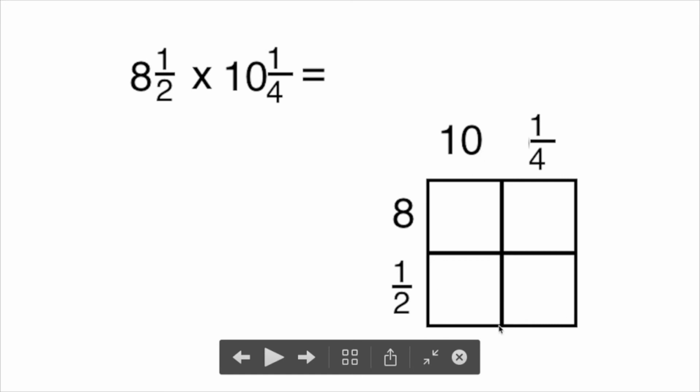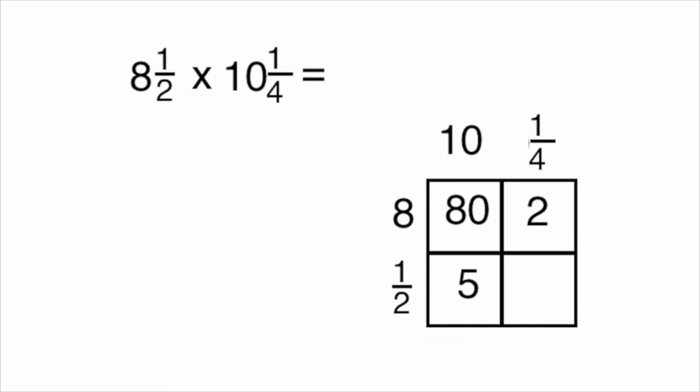Now, this grid is going to be a multiplication grid. I'm going to multiply each pair of numbers. So I'm going to multiply 8 by 10, and I get 80. So I put it here. Then I'm going to multiply 8 by 1/4, or 1/4 of 8, if you will. That's 2. And then 1/2 times 10, half of 10. Well, half of 10 is 5. And then the last one, 1/2 times 1/4. So 1/2 times 1/4 is 1/8.